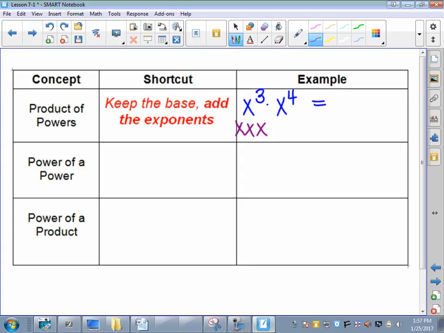That first one tells us we've got 3 x's multiplied. The second one says we've got 4 x's multiplied. So that means how many x's do I have? x to the 7th power.